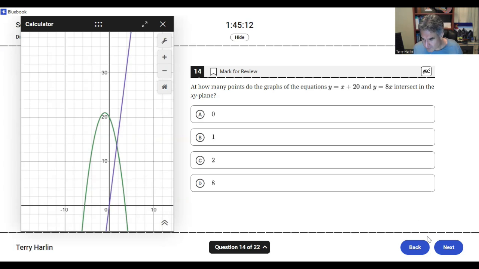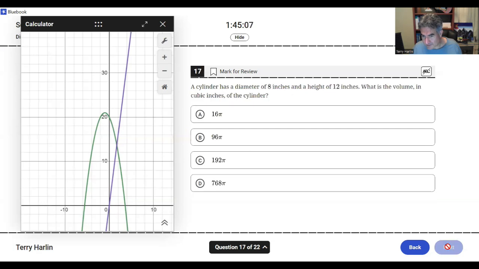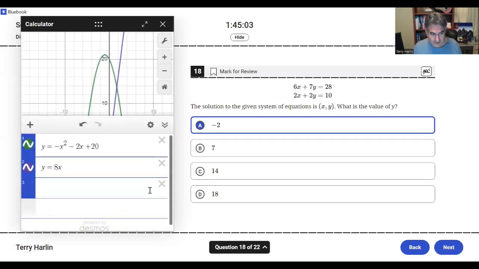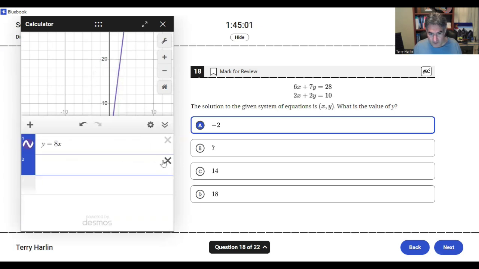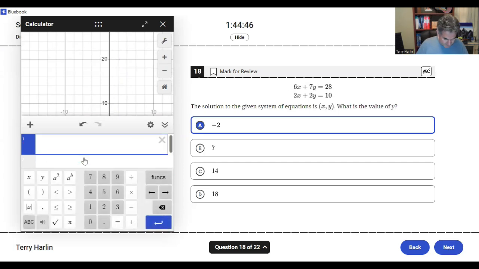Let's look at number 18. So there's a lot of these we can do with this calculator. 18. Okay, this is a fun one here. The solution to the given system of equations is blank. What is the value of y? I'm just looking for y. Can I just copy and paste? No, I can't. Got to put it in. So I'm just going to put it in just like it is.